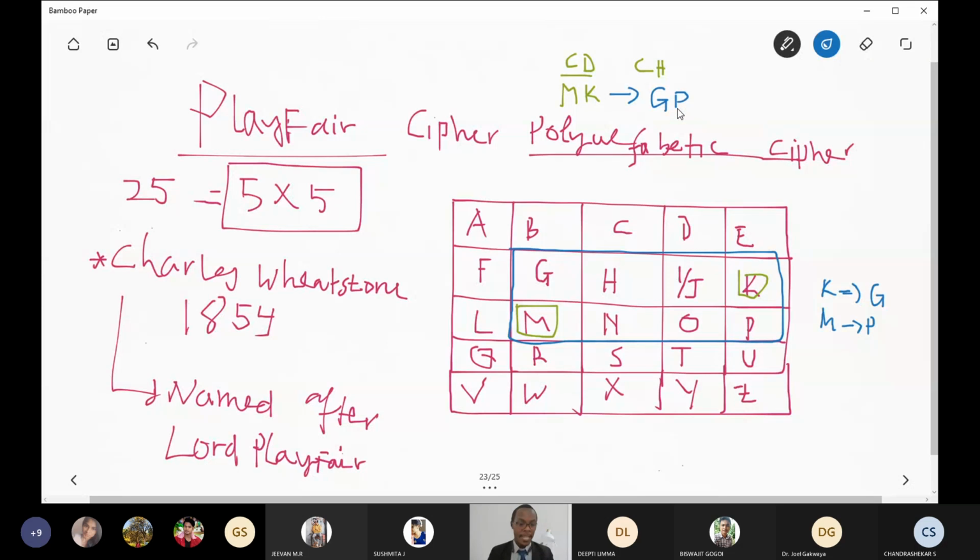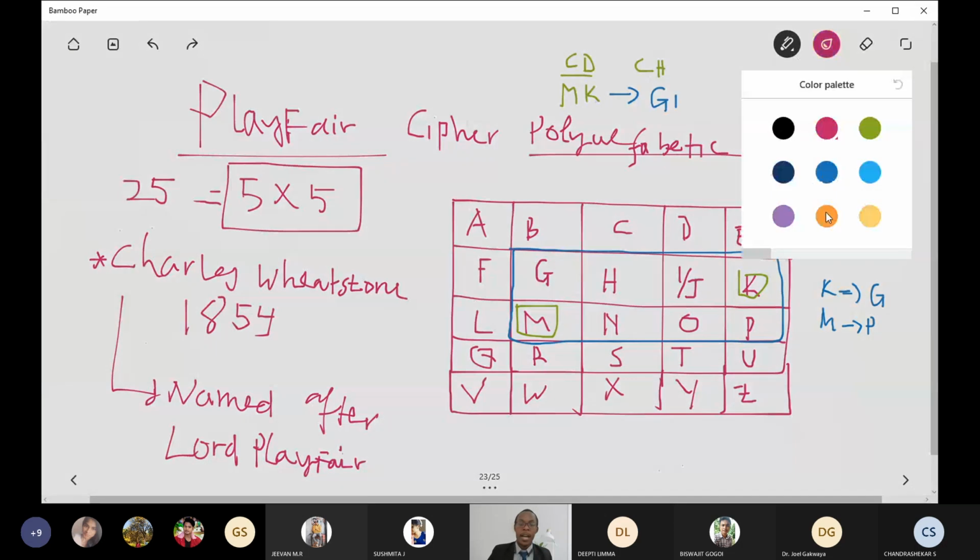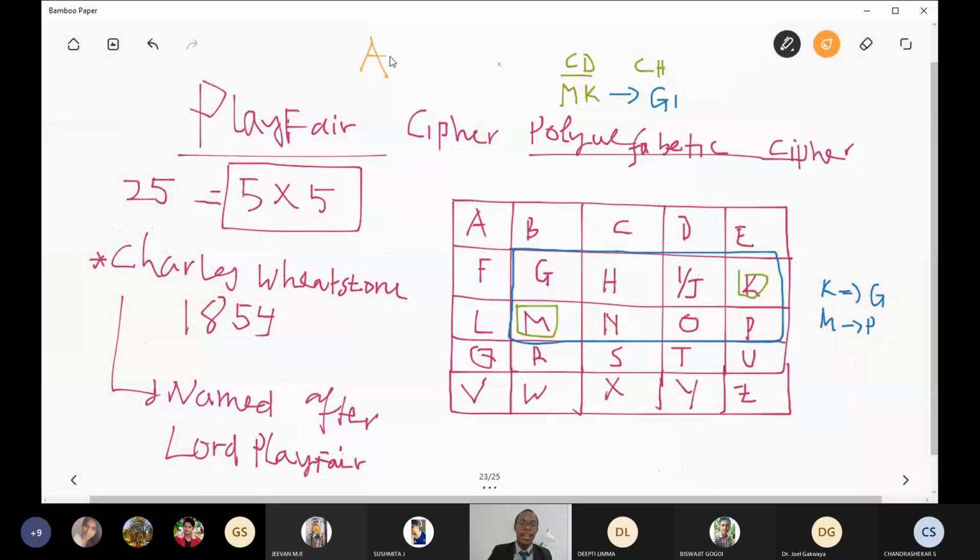Next, I think you understand. Let me draw another one. Let's take an example: our plain text is A and W. This is A, and this is W. Now you cycle this one. VB, sir. It is going to be BV. Excellent, correct.